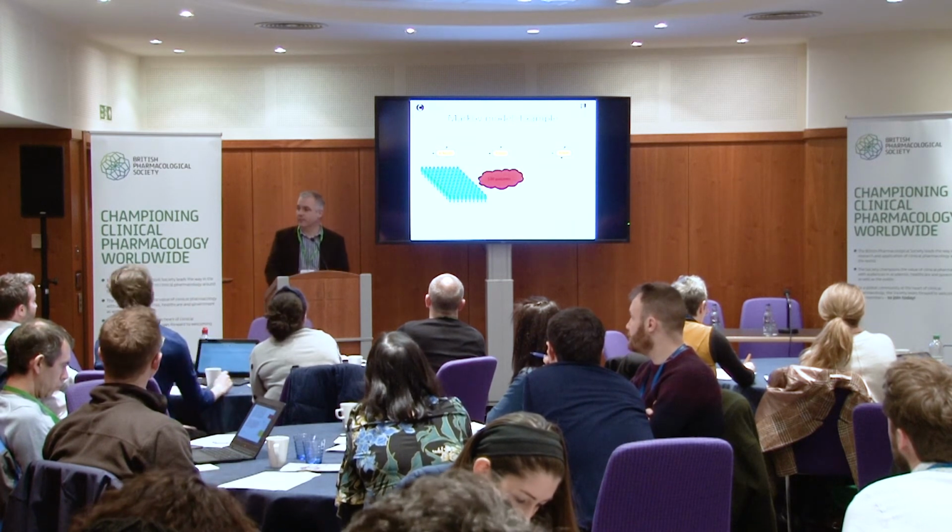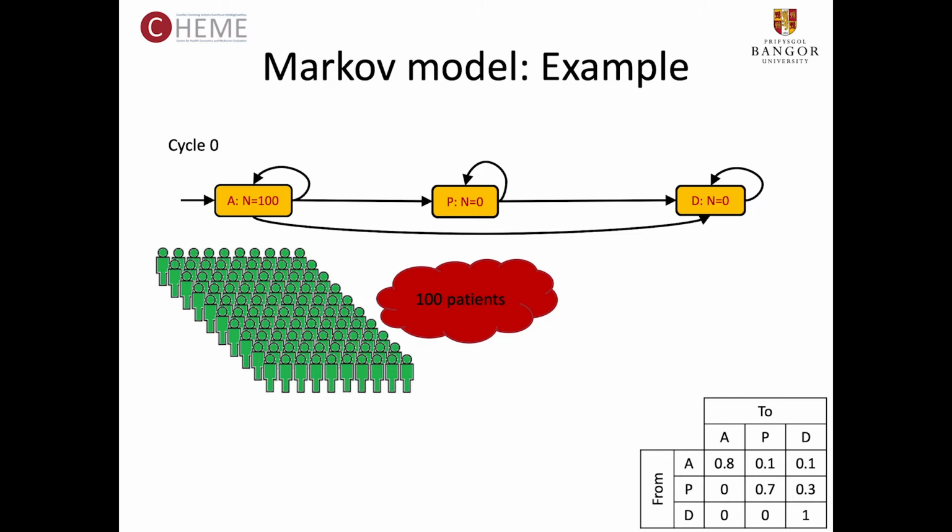So this is what you did. You started off with 100 healthy patients, or green patients rather. I don't think they were particularly healthy, otherwise they wouldn't be prescribed the drug, but nevertheless they were in the asymptomatic disease state initially.